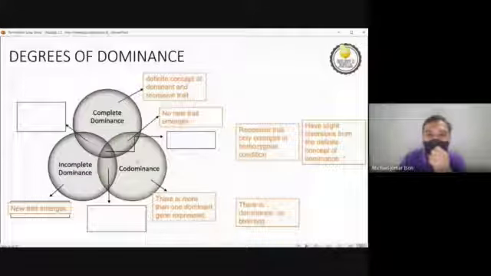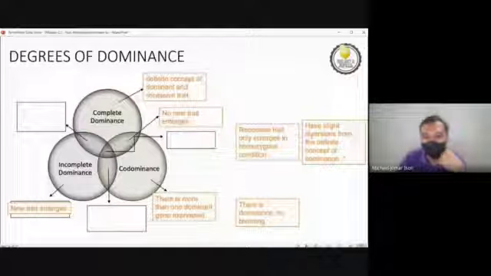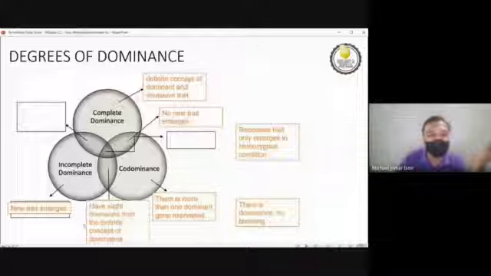Okay, another one. Have slight diversions from the definite concept of dominance. Where do you think it should be placed? Okay, it should be placed over here. So incomplete dominance and codominance are slight diversions from the complete dominance.